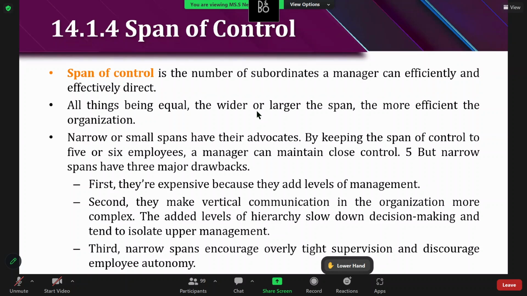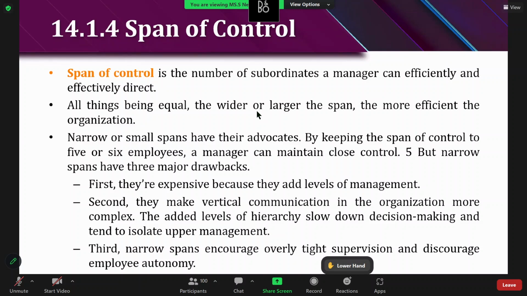So again, it adds to the cost of the management, or cost to the organization. So it's really expensive. And then they make vertical communication in the organization more complex, because when the levels of management are really high, if we need to communicate something from a very lower level employee to the top management, it has to pass through many different levels. Since the hierarchical levels are really high, because the span of control is really narrow, it will take more time for the message to reach the top management. So it makes the vertical communication a complex one.